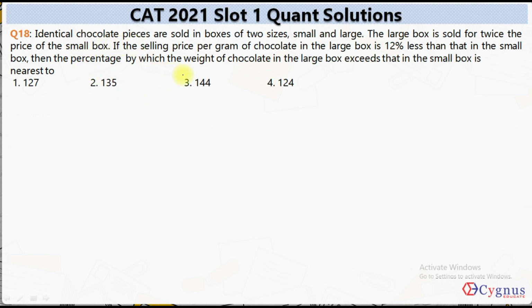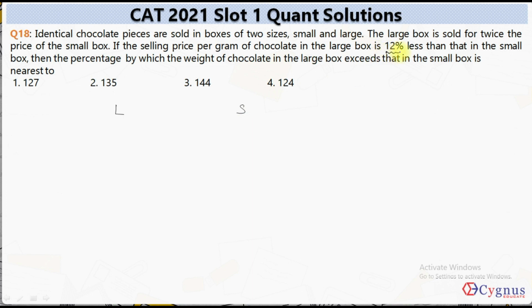Identical chocolate pieces are sold in the boxes of 2 sizes, large and small. The large box is sold for twice the price of the small box. If the selling price per gram of the chocolate in the large box is 12% less than that in the small box, then the percentage by which the weight of the chocolate in the large box exceeds that in the small box. So he's talking about large box and small box.